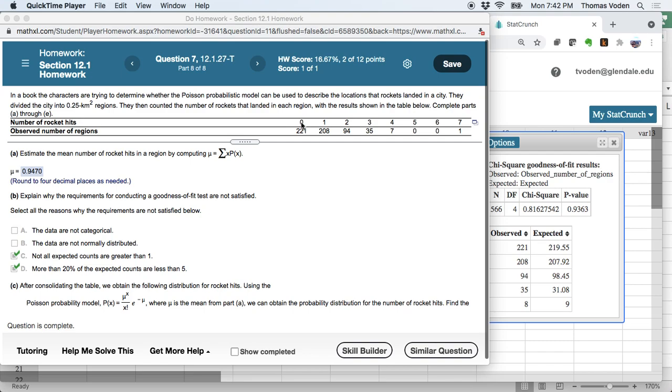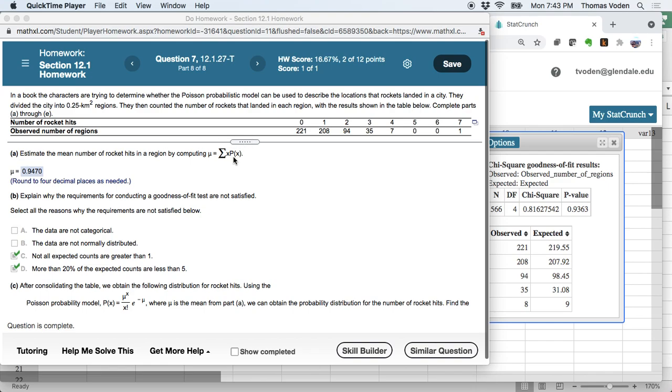where they have observed these regions where rockets may have fallen, and they're giving us the number of regions that they observed for each count of rockets that may have landed in that region. So 0 through 7 are the possible values for the number of rocket hits, and the second row is the number of observations of each of those 8 options. So the first part asks us to estimate the mean number of rocket hits by computing this number.